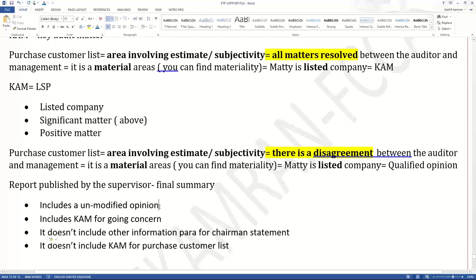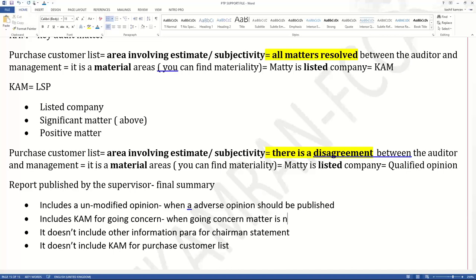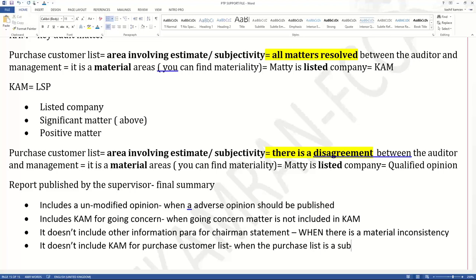First of all, it includes an unmodified opinion when an adverse opinion should be published. Have I given you the logic for adverse opinion? When an adverse opinion should be published? Is everyone clear on that? Number one, please be quick. Second, it includes a CAM for going concern when going concern matter is not included in CAM. Have I given you the logic for that? That the going concern matter doesn't come in CAM. Third, it doesn't include the other information para for the chairman statement when there is a material inconsistency. Fourth, it doesn't include CAM for the purchased customer list when the purchased list is a subjective area and all matters are resolved.